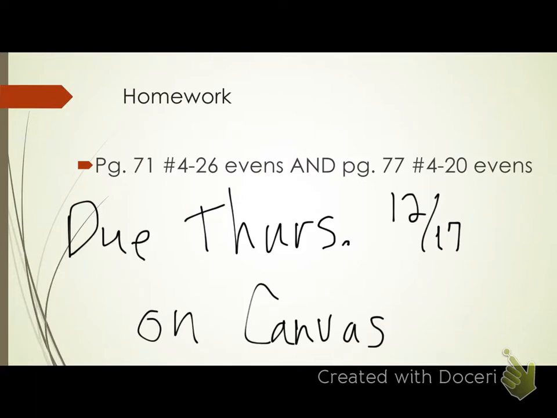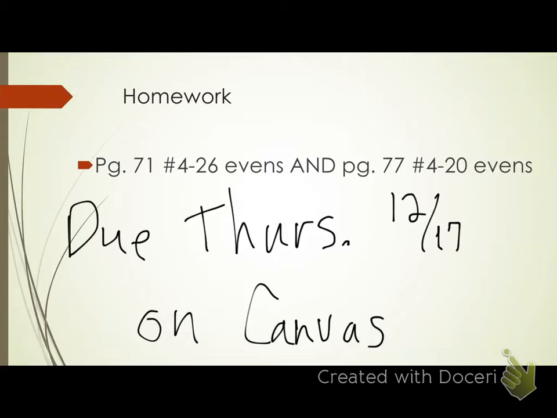Here's our assignment. Get it written down. This is due Thursday, December 17th on Canvas. What is this called? 2.2, 2.3. Two assignments? Yep. Two sections, two assignments. This is one big assignment though, so you technically don't have two assignments.